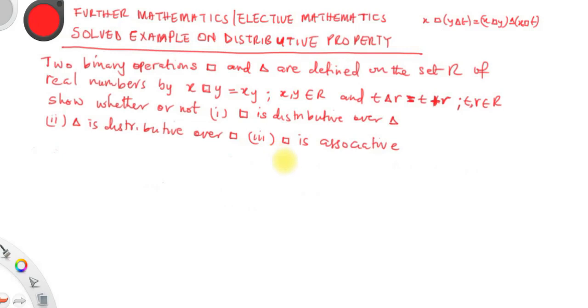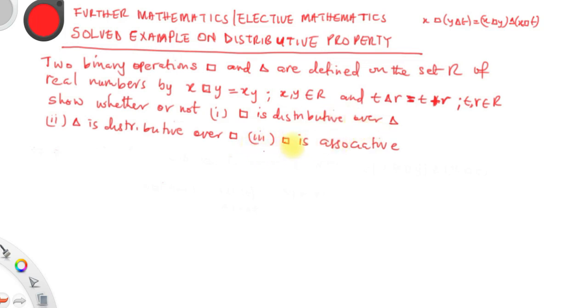This is a continuation of a series of lessons on binary operations. In the previous video, we looked at solved examples on the commutative property and the associative property. In this lesson, we are going to look at a solved example on the distributive property. This is a continuation of our lesson on binary operations in further mathematics or elective mathematics.